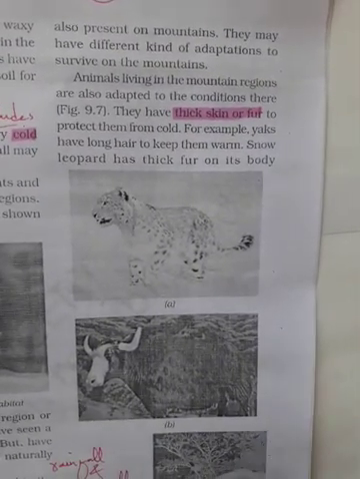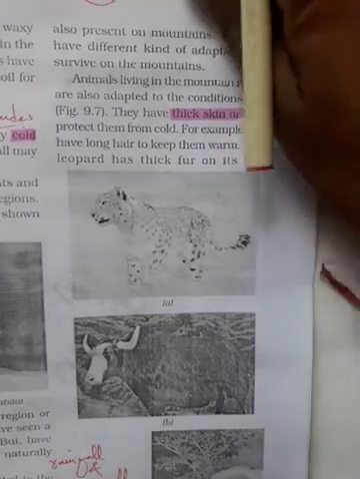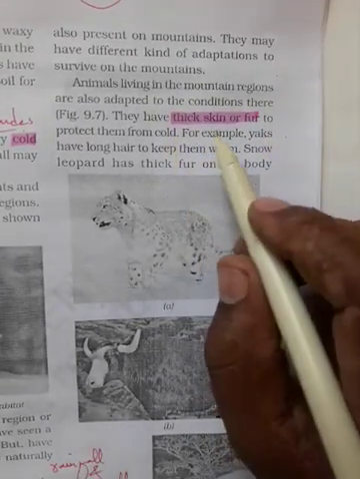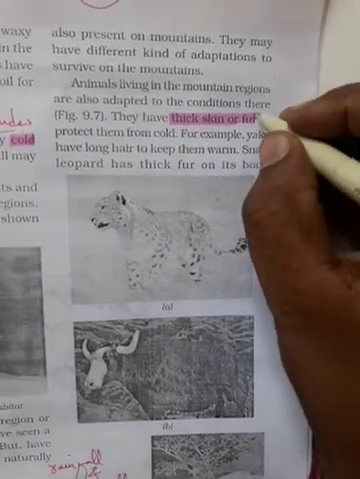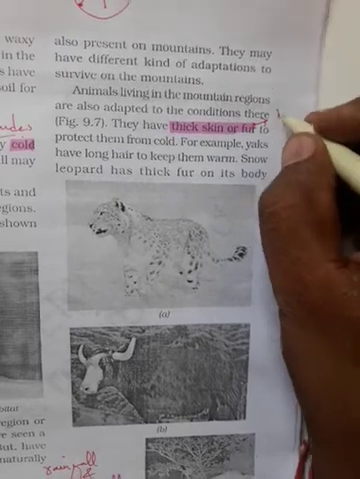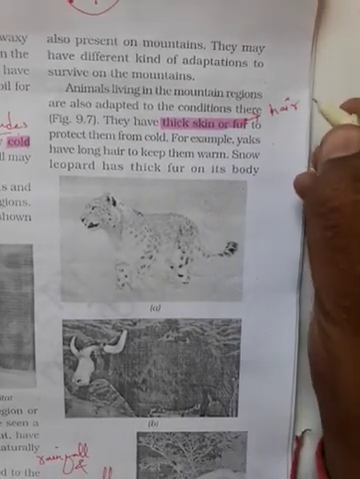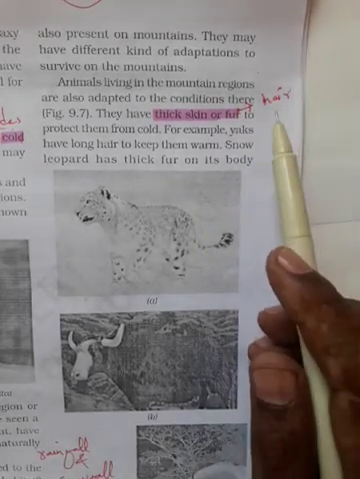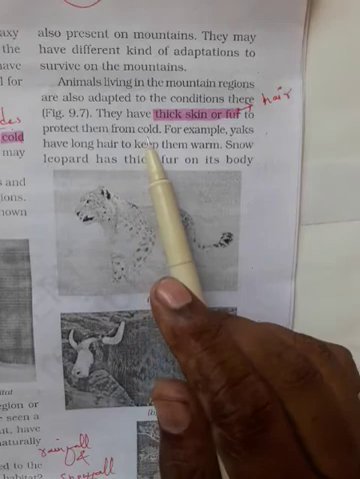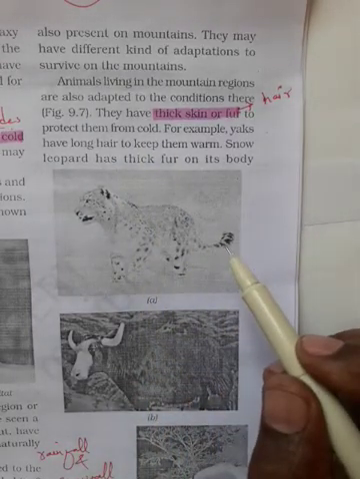Okay, so in mountains most of the animals we find have a thick skin of fur. Fur means bal, fur means hair, thick hair. Okay, why do they have thick hair? So that the body can be protected from cold and other harsh conditions.